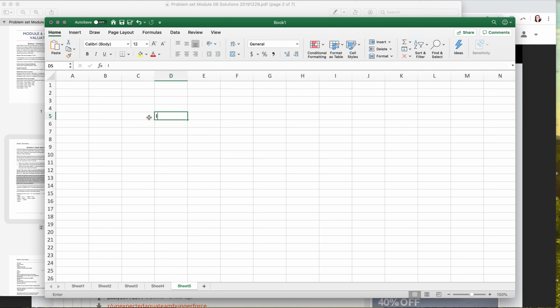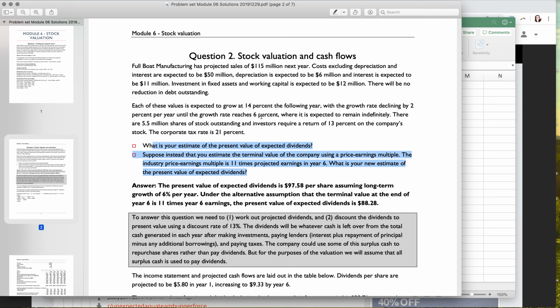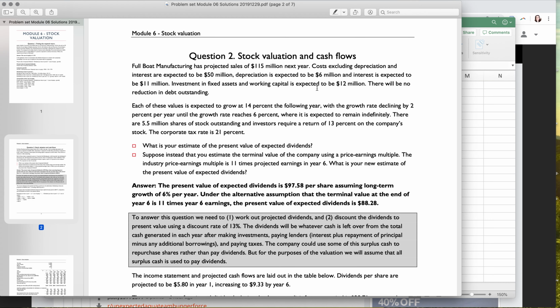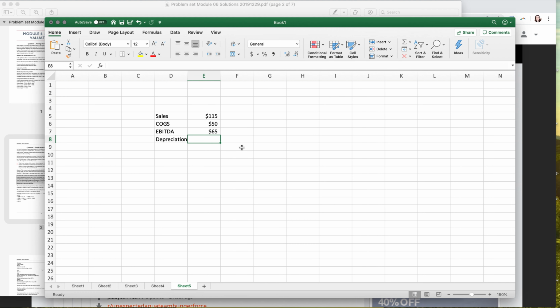Okay, so you can call it revenue. Let's call it, what do they call it here? Sales, duh. Sales is 115. Cost of goods sold is 50. EBITDA is going to be the difference between them. Depreciation is 6 and interest is 11.